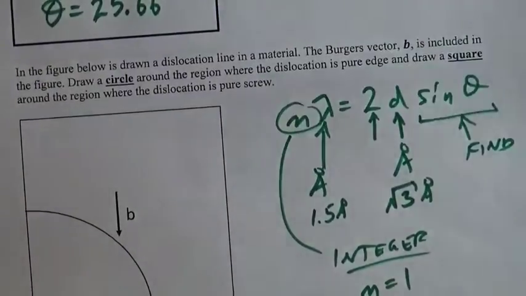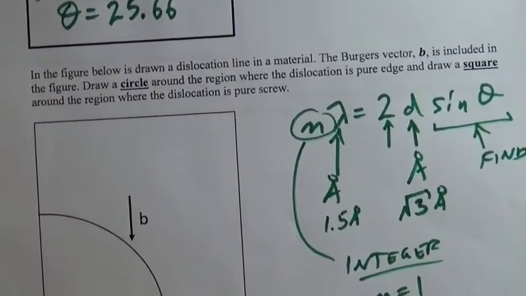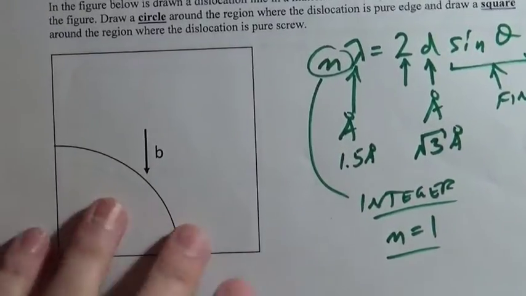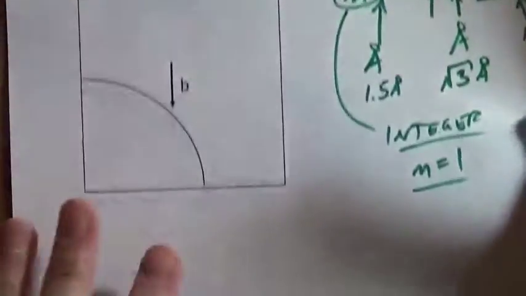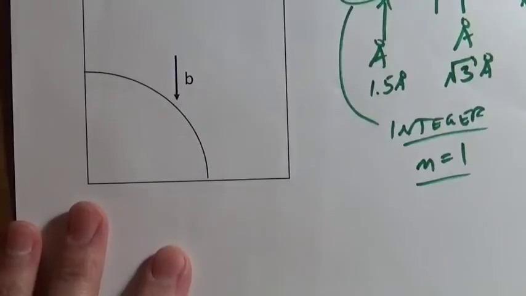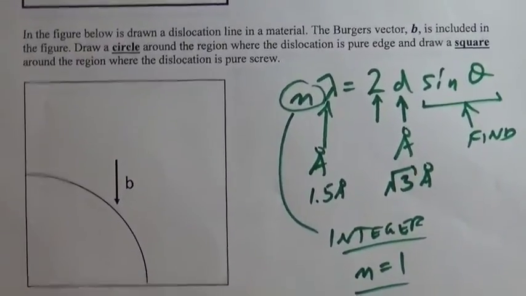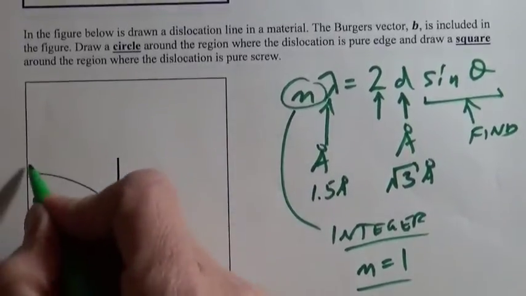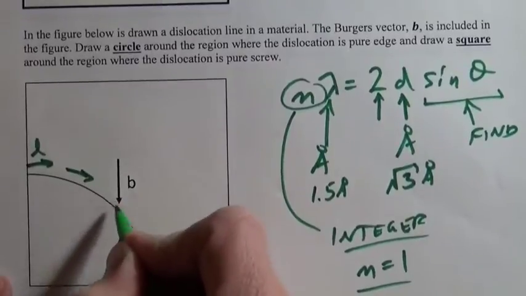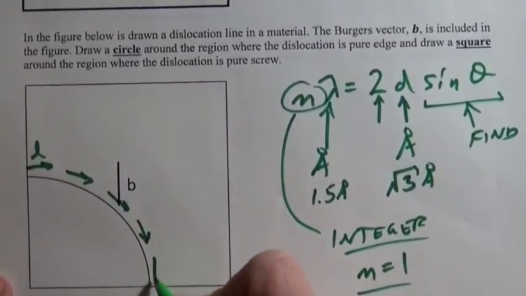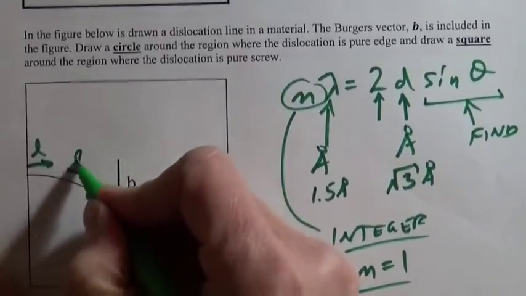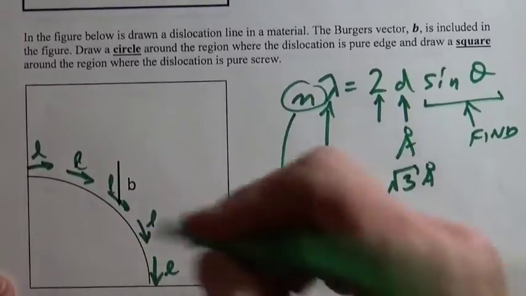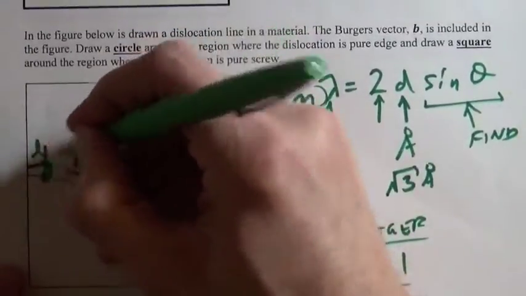Okay, now the last problem is a problem in which I'm asking you to identify the relationship between the Burgers vector, the line vector, and the nature of the dislocation. So you learned in class that the line vector always runs tangential to the dislocation line, and the Burgers vector is always fixed, b.